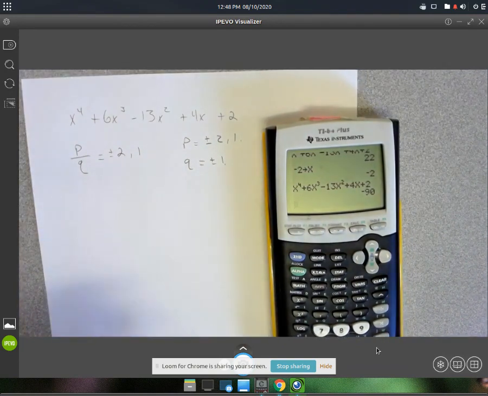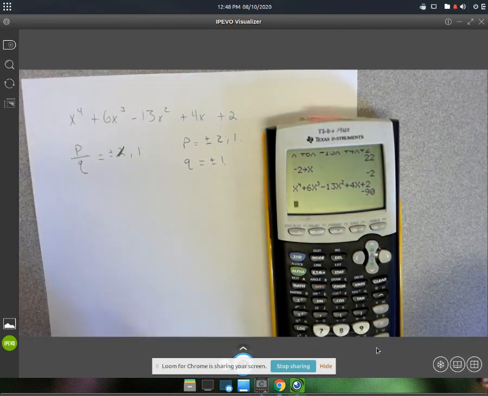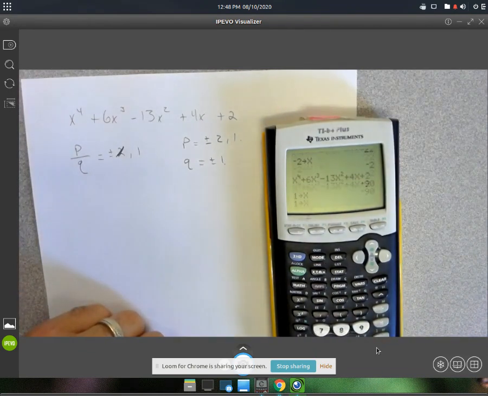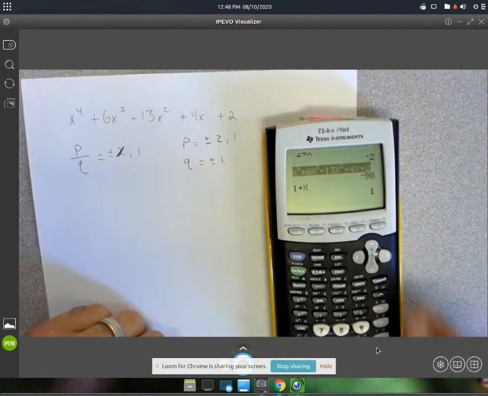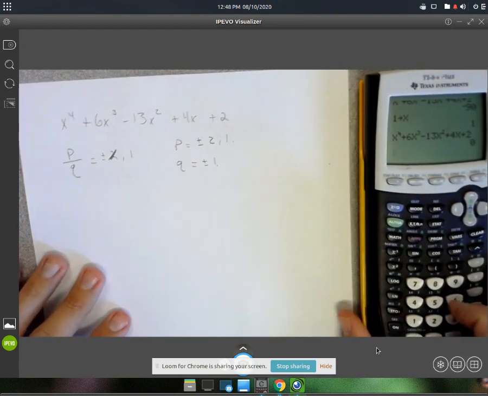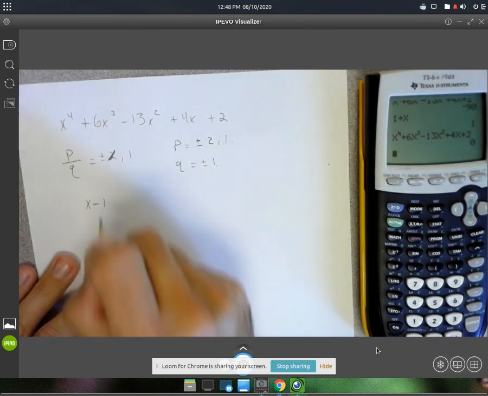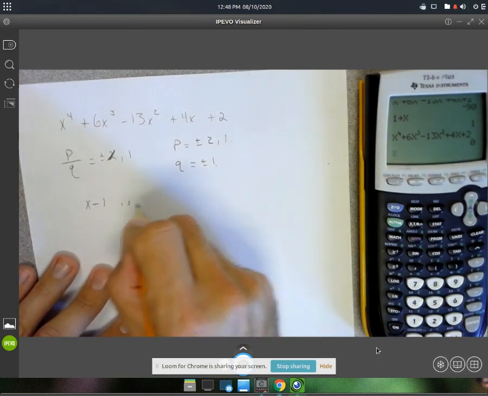All right. So 2 is completely off our list. Does not work. Will not ever work. Let's try 1. 1 stored for x. Then go up here and evaluate it again. And we get 0. Thank goodness. So 1 is an x-intercept, which means that x minus 1 is a factor.